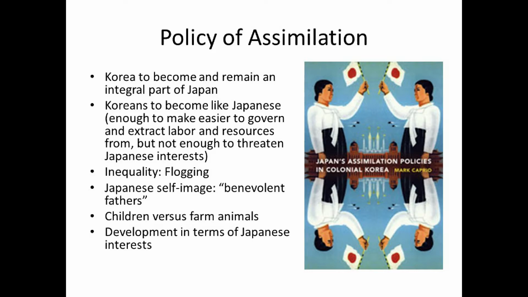What's interesting about this is that the Japanese developed this kind of self-image of themselves as benevolent fathers, right? We're these good benevolent fathers taking care of our Korean children. And this is, again, I think kind of problematic because I would argue that Koreans are treated more like farm animals than children, right? When you take care of a child, if you're a parent, you want your child to develop so that one day they can kind of take care of themselves, right?